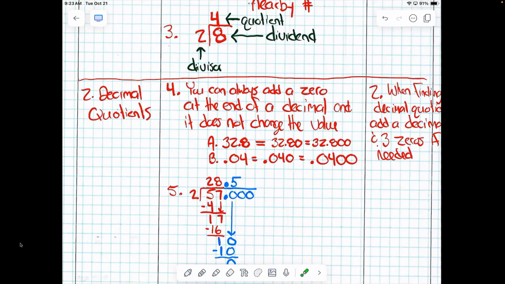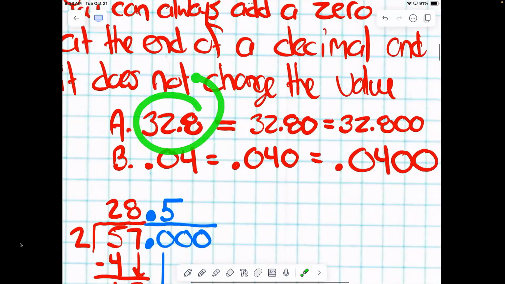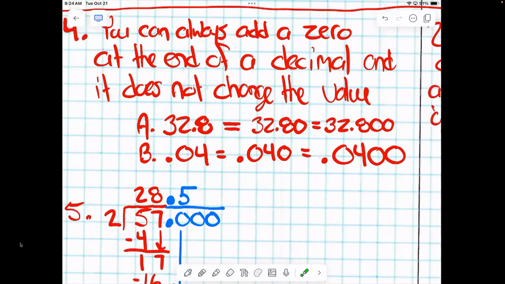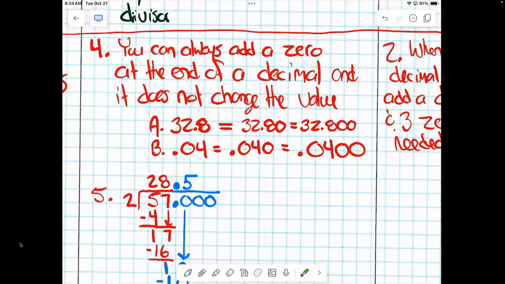Big one. You can always add a 0 at the end of a decimal and it does not change the value. So here's 32 and 8/10, yes? Yes. If I add a 0 to the end of that 8, like I did right here, it's 32 and 80/100ths, right? Yes. Is 32 and 80/100ths the exact same thing as 32 and 8/10? Yes. So remember, at the end of a decimal number, we can add as many zeros as we want. It's not going to change the value.